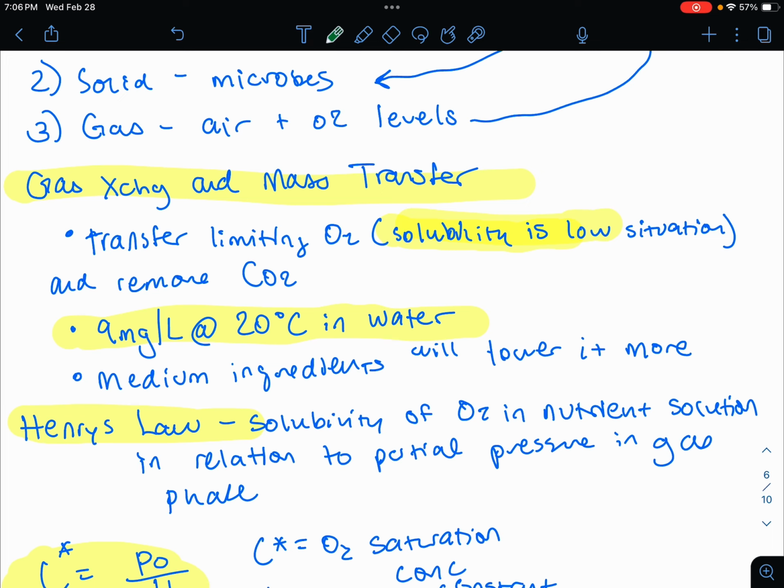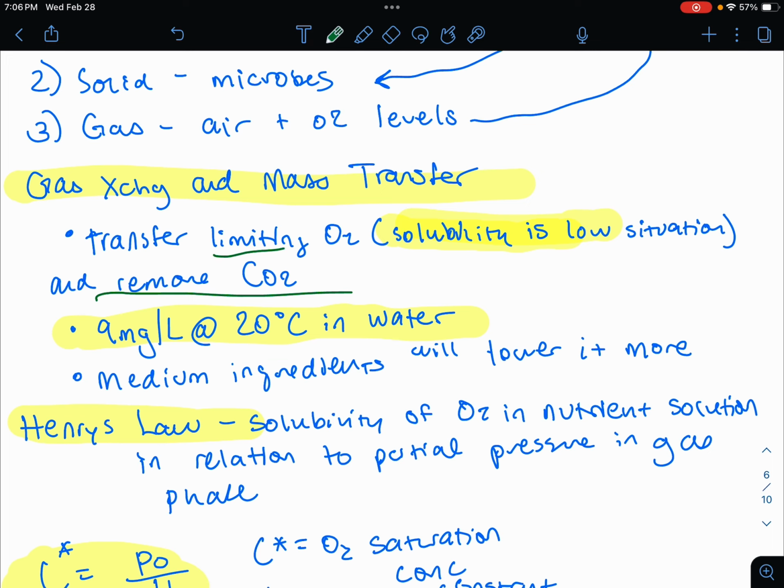Oxygen is the most important gaseous substrate. And carbon dioxide, you don't want that. That's the most important metabolic product, but you don't want a buildup of that. You need to remove CO2, and you need to have a lot of oxygen because it's the most important gaseous substrate.